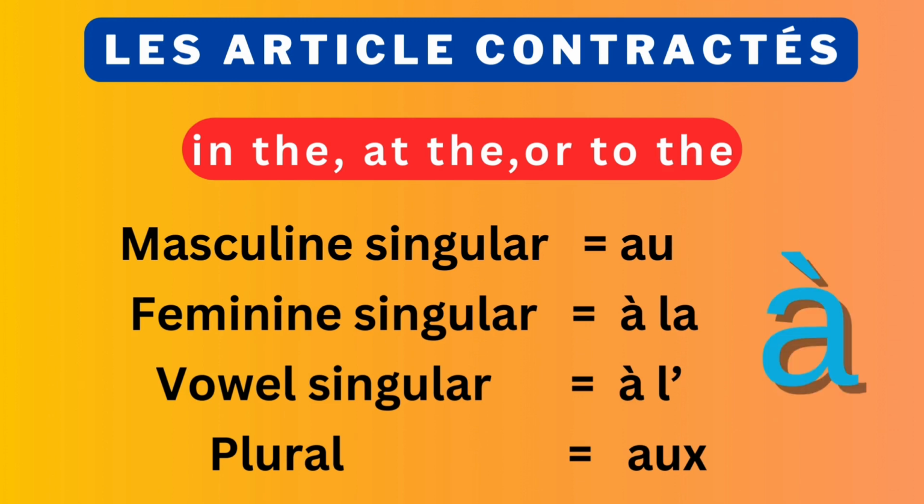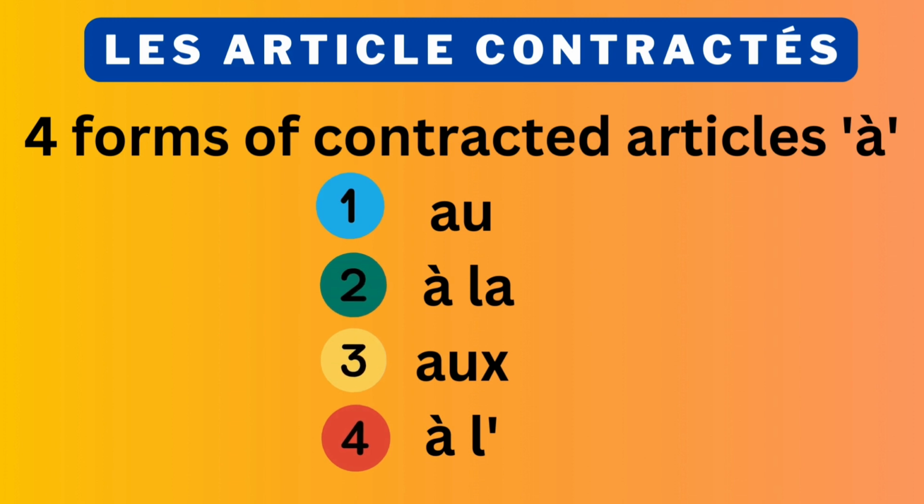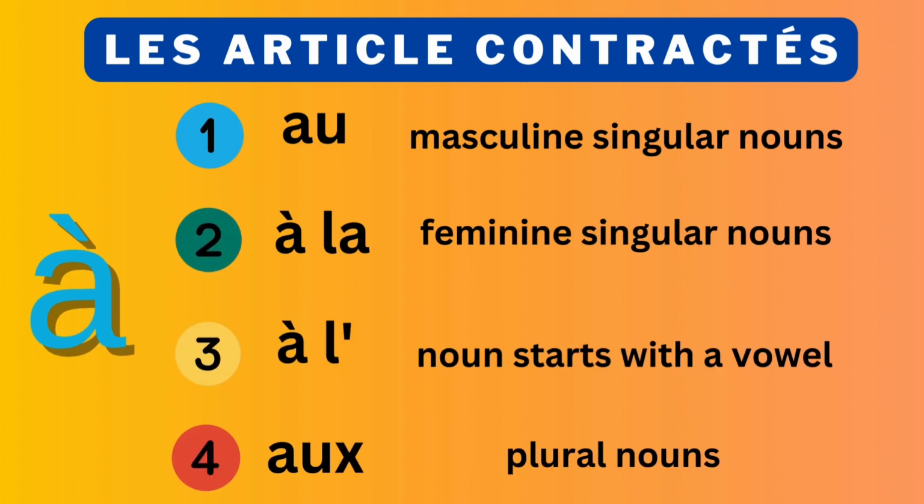Let's do some exercises to make it clearer. I have written some examples where we will be applying contracted articles with the preposition à. As we know, there are four forms of contracted articles: au, à la, aux, and à l' apostrophe. With the preposition à, we use au for masculine singular nouns, and for feminine singular nouns, we use à la.